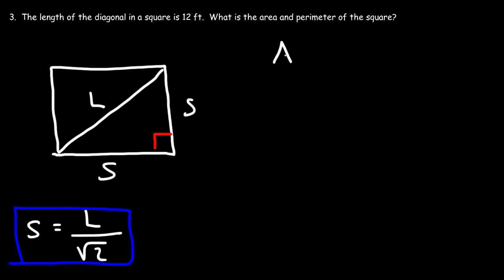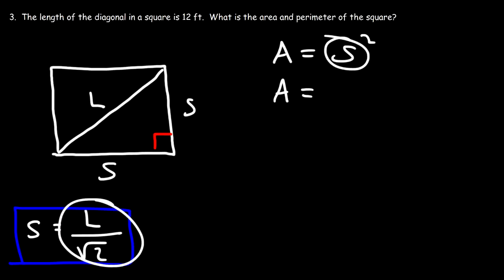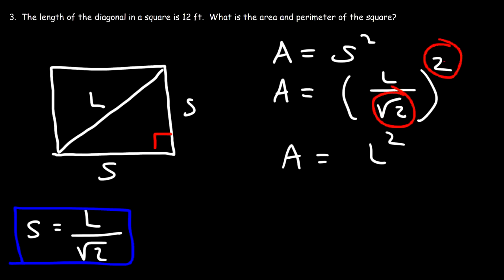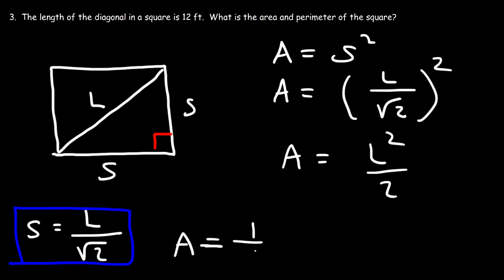Now the area of a square is s squared. And so what we could do is replace s with this expression. So the area is going to be L over the square root of 2, to the second power. And so here we have L squared, and then the square root of 2 squared. The square and the square root will cancel, and so you're just going to get a 2 on the bottom. Therefore, the area of a square given the length of the diagonal is 1/2 L squared.